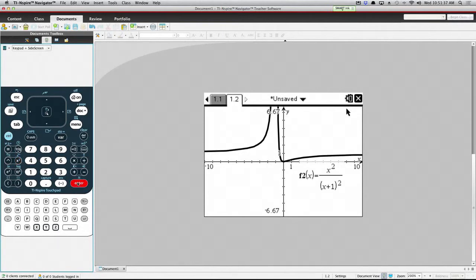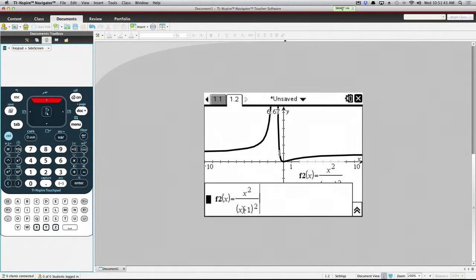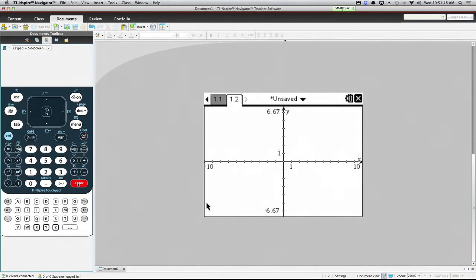So as you notice, hold on, what did I put in? It should be x minus 1. Plus. Oops.